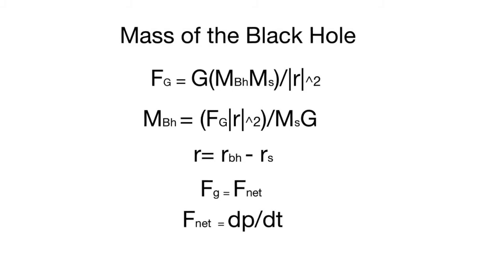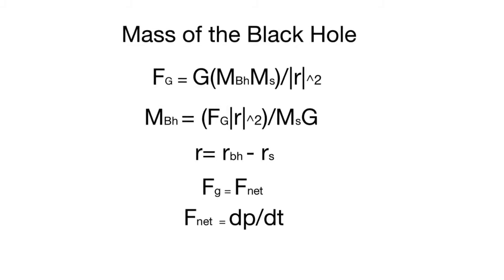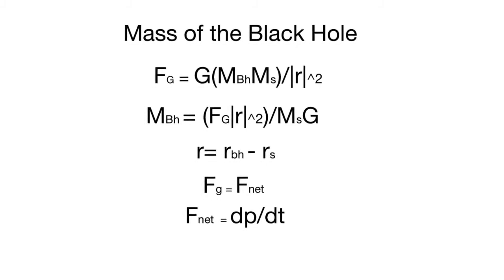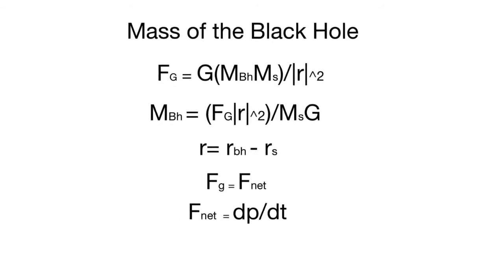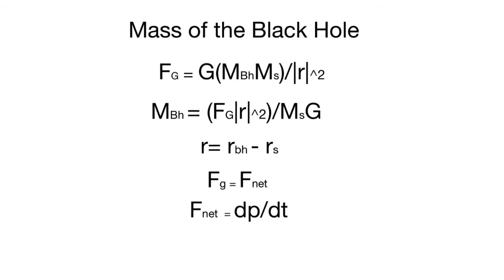Once we set our force equal to the gravity equation and ran the program, I received multiple masses for the black hole, and I took the average of the masses to get the black hole's approximate mass of 1.3 e to the 34 kilograms.